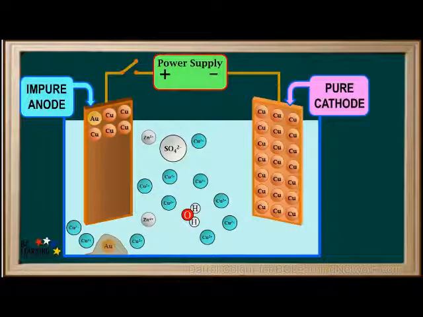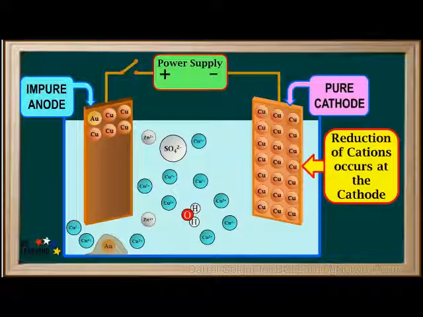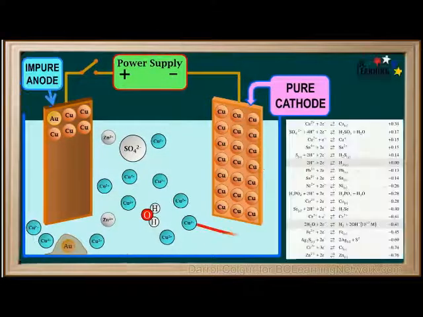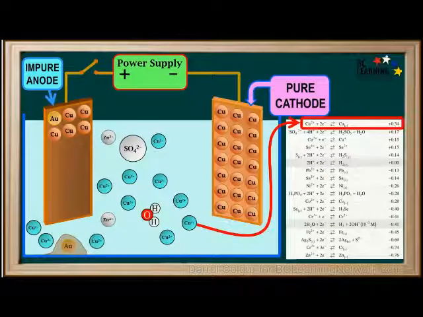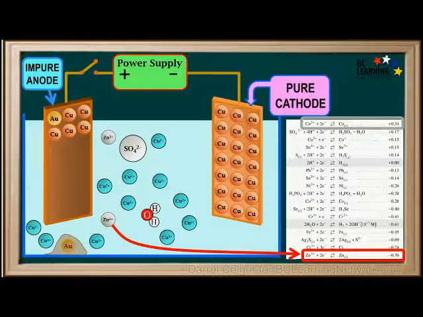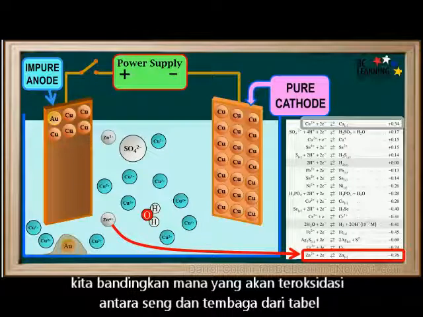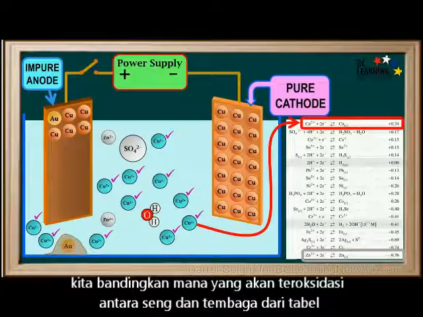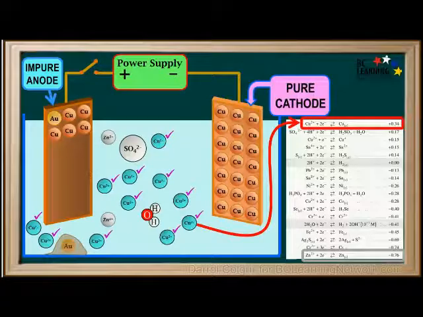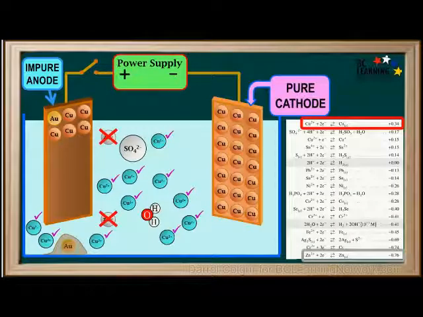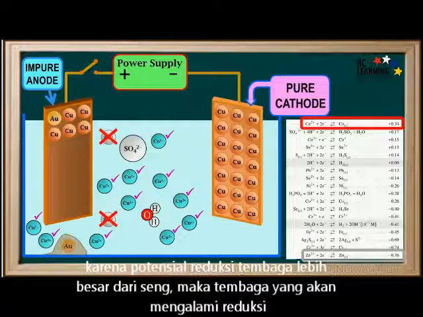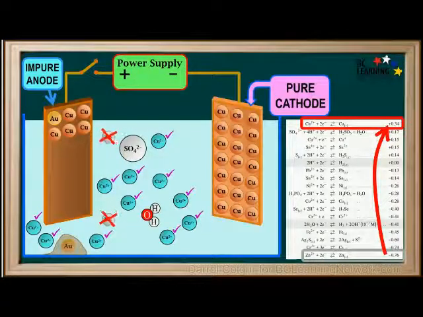Now we'll reveal the cathode again. Remember, reduction of cations occurs at the cathode. The reduction potential of Cu2+ ions is positive 0.34 volts. It is considerably higher than that of zinc 2+ at negative 0.76 volts. So Cu2+ ions will be reduced at the cathode. But Zn2+ ions will not be reduced as long as Cu2+ ions are present, because Cu2+ has a higher reduction potential than zinc 2+. So we'll remove the zinc ions from our diagram.